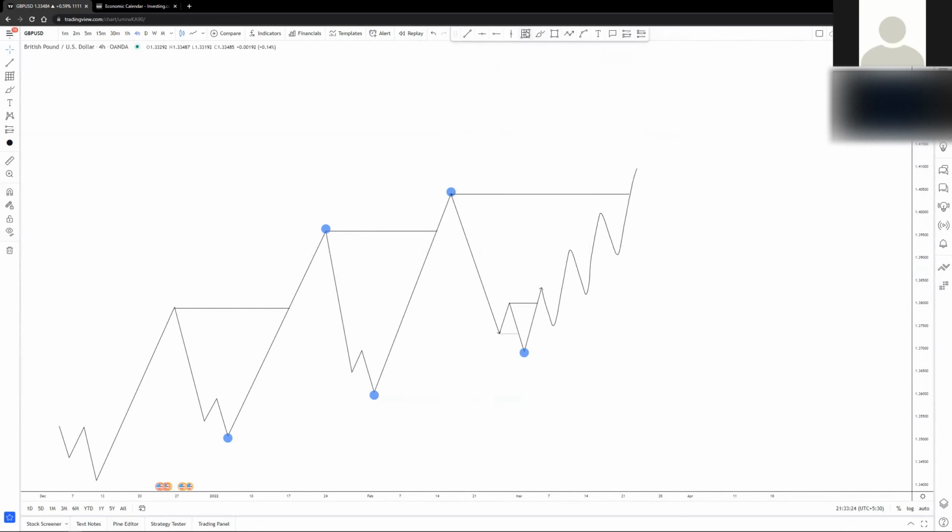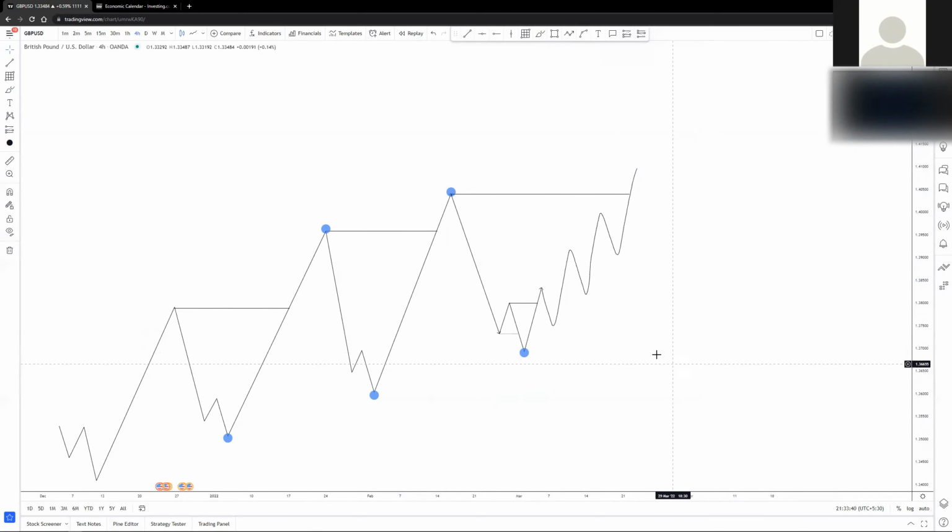Now breaks like this cannot be taken as breaks. This is not a break, because it never created a higher high. So it has to create a higher high and then break. That is the important thing. Once you get that, you have a trading range.